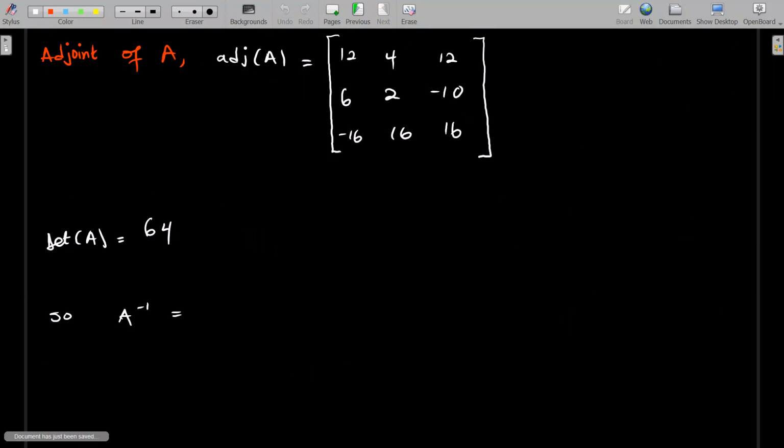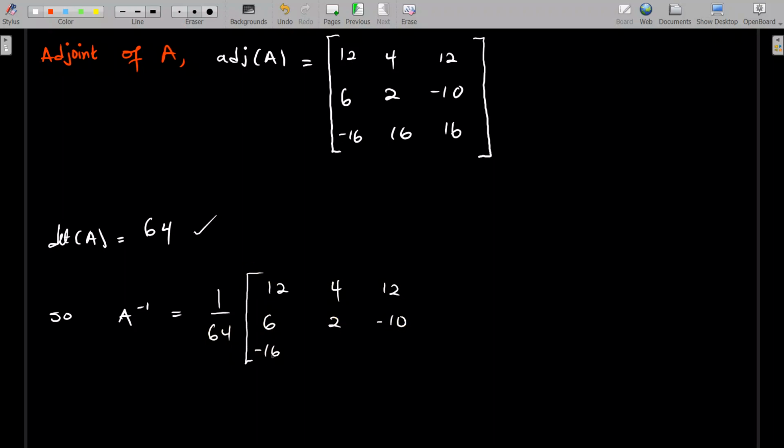So all these things, I have lessons on them. You can check them out in my linear algebra tutorial videos or playlist. And so if you use any of the methods that we've learned so far to find the determinant of a matrix, then the determinant of the given matrix A is 64, and I have a lesson on that too. So the inverse of A will be given by 1 over the determinant, which is 64, times the adjoint matrix, which is 12, 4, 12, 6, 2, -10, -16, 16, and 16 again.